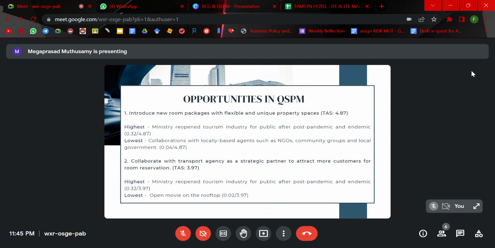For the second strategy, the highest is the Ministry reopening the industry for the public after the post-pandemic and endemic, with a score of 0.32 out of 3.97, and the lowest is open movie at rooftop, with a score of 0.02 out of 3.97. So this is the second stage and the third stage of Famsin Hotel, and thank you for watching.